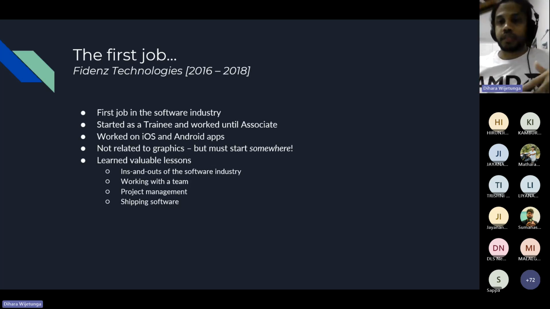I started working there as a trainee, and I think I got up to associate software engineer by the time I left. I worked mostly on the iOS apps. I started with Objective-C, then switched to Swift. And towards the end, I was also working on Android apps with Java. I think I got to work on 12 different apps, which all shipped on the Play Store and the App Store, which was very good. It was a very good experience.